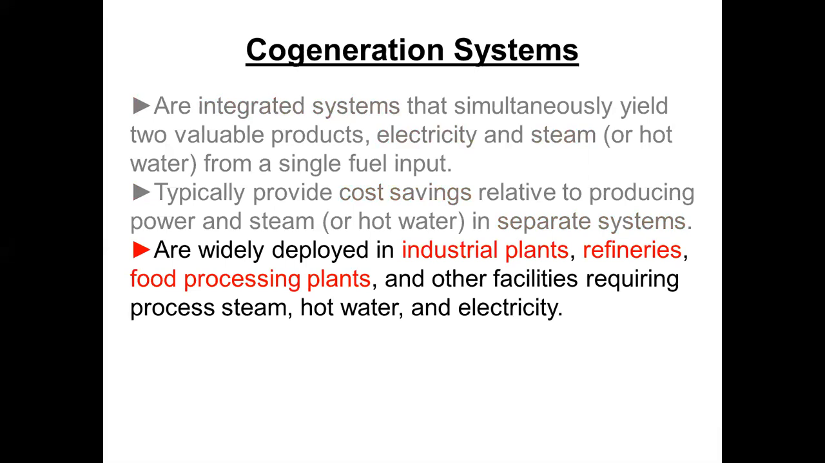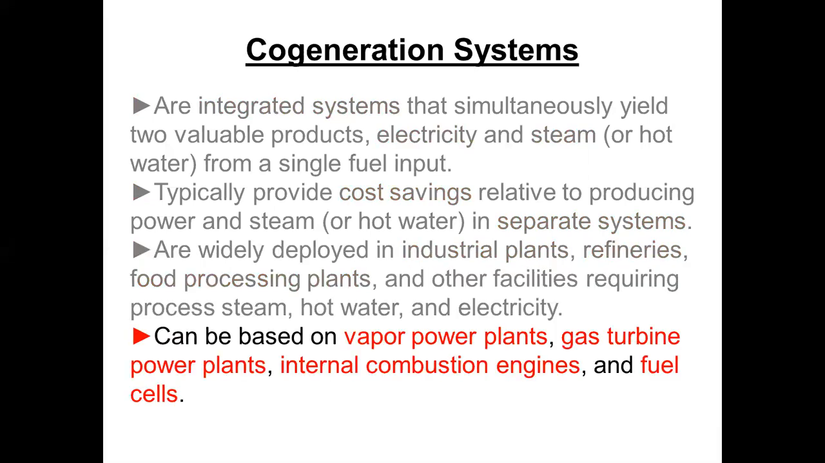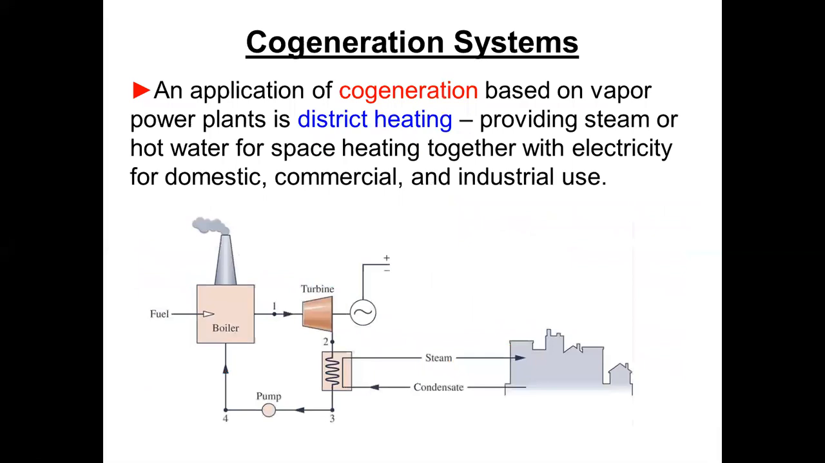So these are widely deployed in industrial plants, refinery, food processing, etc. So it can be the Rankine cycle, it could be a Brayton cycle, internal combustion engines or fuel cells can do all of this. Okay, an application of cogeneration based on vapor power plants is district heating. They do a lot of this in Europe. The land areas are much smaller, and a lot of times the plants are much closer.